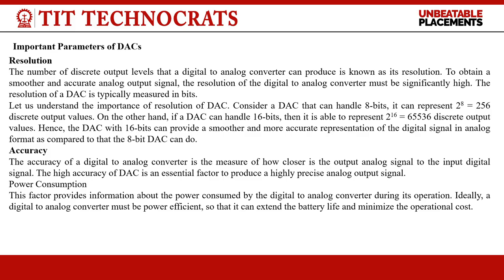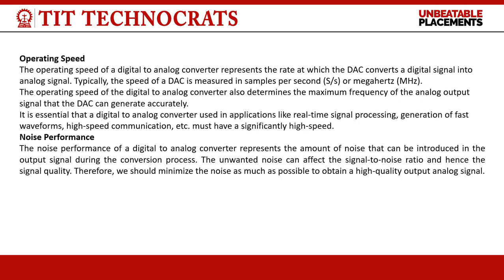Now the accuracy of DAC is the measurement of how close the output analog signal is to the input digital signal. The accuracy of DAC is an essential factor to produce a highly precise analog output signal. And then the power consumption by the DAC during its operation. Ideally, a DAC must be power efficient so that it can extend the battery life and minimize the operational cost.